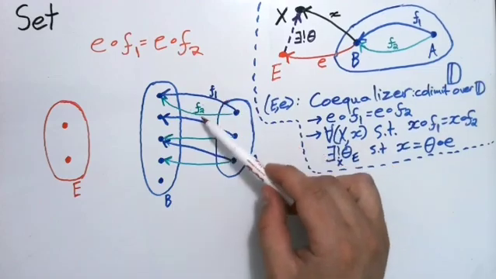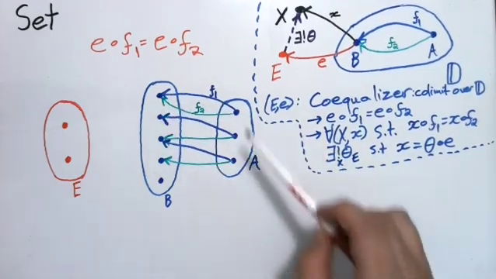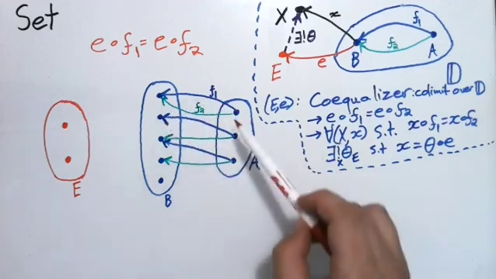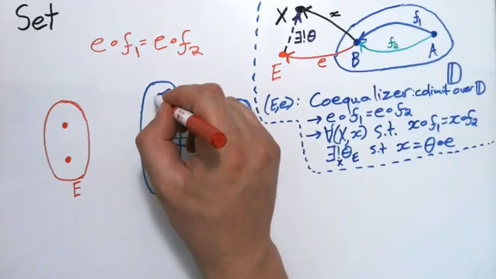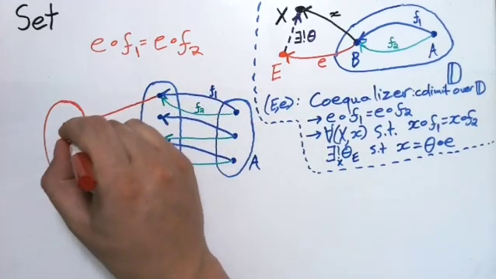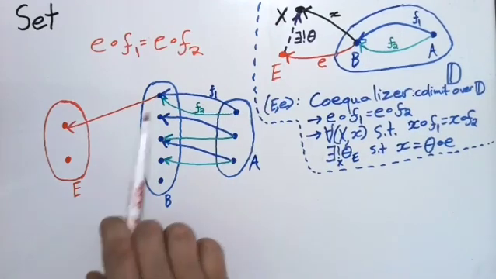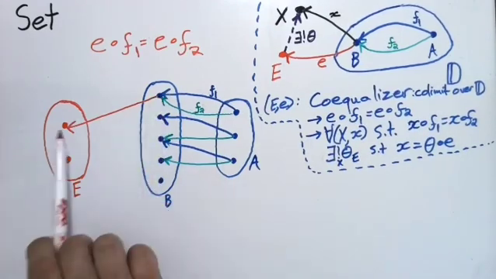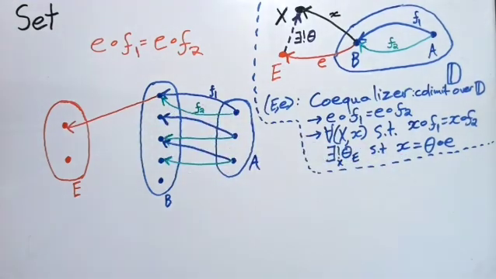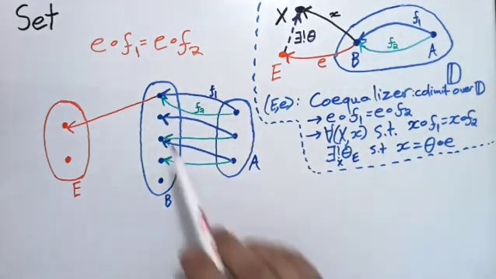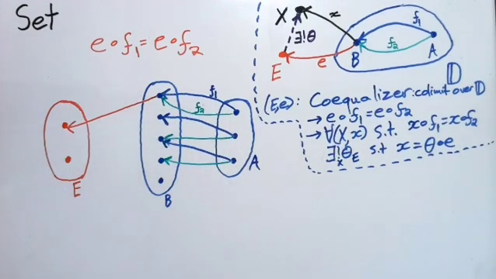Either F1 and F2 agree on what they send this element, say. They both send it to the same element, so we're good there, right? Because if we map this one, say, to here, well, we know that a function will always map a single element to the same element. So if they both agree on what they send this element to, then they're definitely going to agree on what this chain sends that element to.